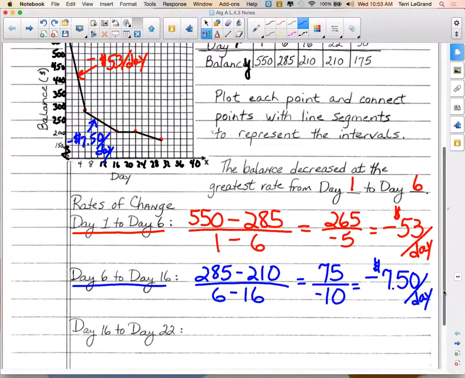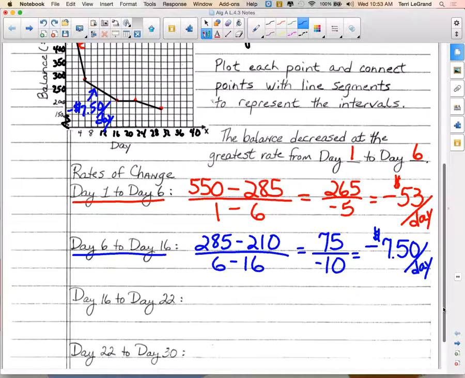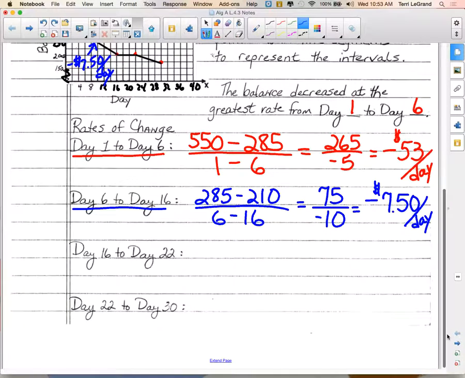Okay, so we've got 2 time intervals covered. Each of them have their own rate of change. Notice every single time, this is important, I'm not letting you off the hook here. Every time, rates of change have a label. Actually, 2 labels. This one is dollars per day. How many dollars per day?